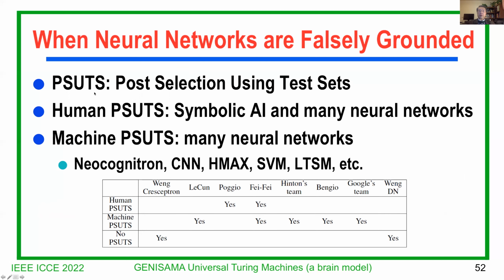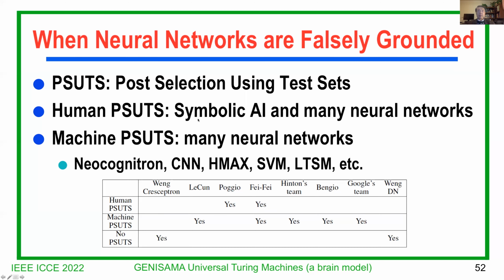PSUTS is also a fundamental problem: post-selection using test set. You train multiple networks. Each network has a particular random initial guess of the weights and a particular set of hyperparameters. This is one way, using a machine to find the luckiest one. Another is using a human to find. A human can handcraft, try many different networks and pick the internal representation that you like, right?